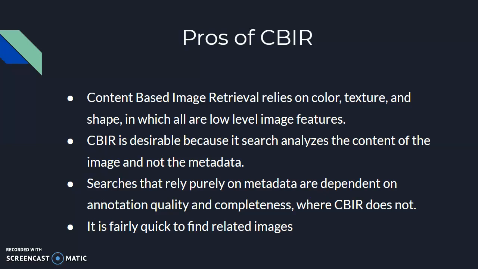Pros or advantages of CBIR. Content-based image retrieval relies on color, texture, and shape, which are all low-level image features. CBIR is desirable because its search analyzes the content of the image and not the metadata. Searches that rely purely on metadata are dependent on annotation quality and completeness, where CBIR does not. It is fairly quick to find related images.